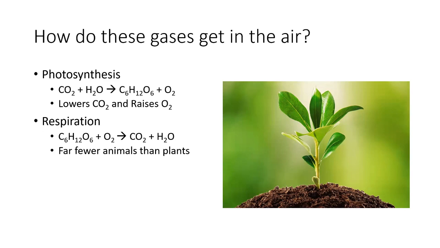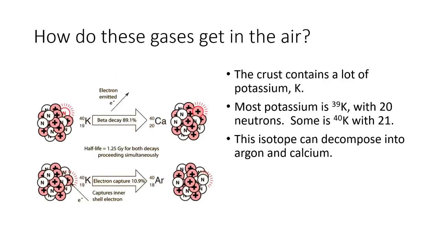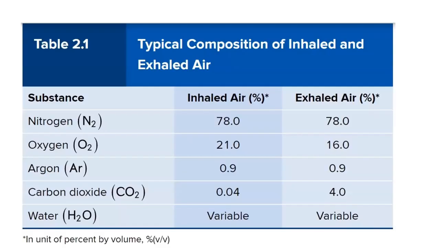There are far fewer animals than plants, but plants do both. So they put out a lot more oxygen than they take in carbon dioxide, but they use carbon dioxide the same way we do in order to do their cell processes. And then we said that for the potassium, there are these nuclear reactions that go on. You don't need to know what the nuclear reactions are, but basically the potassium turns into argon, and that's how argon ends up in the atmosphere.